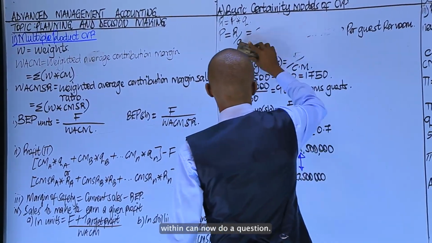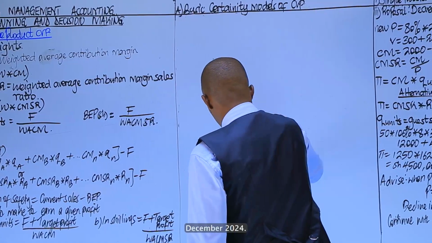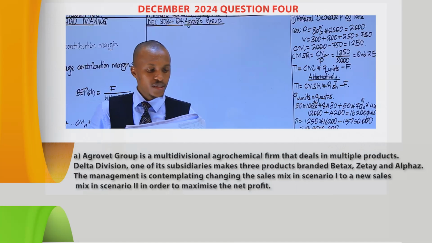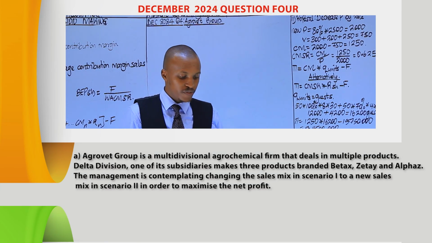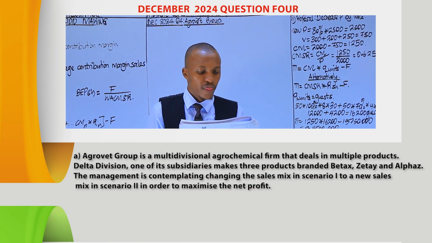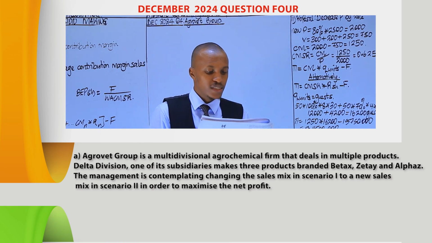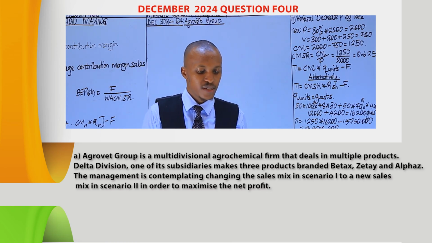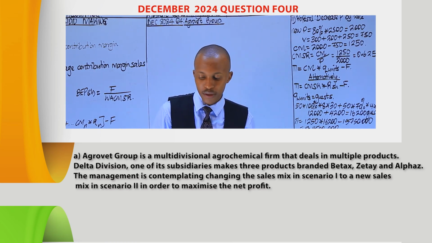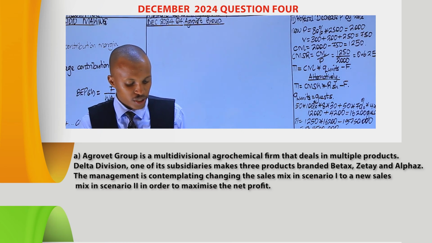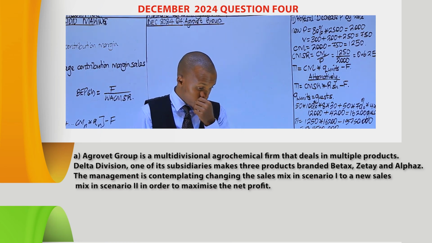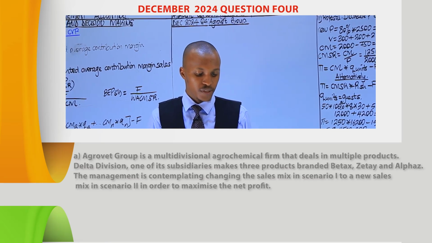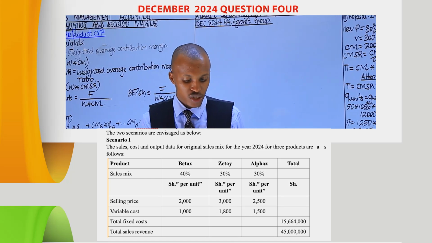We then can now do a question. December 2024. Question 4. Agrovet Group. The question states, Agrovet Group is a multi-divisional agrochemical firm that deals in multiple products. Delta Division, one of its subsidiaries, makes 3 products branded Betax, Zite, and Alpha. The management is contemplating changing the sales mix in scenario 1 to a new sales mix in scenario 2 in order to maximize the net profit. The 2 scenarios are envisaged as below.